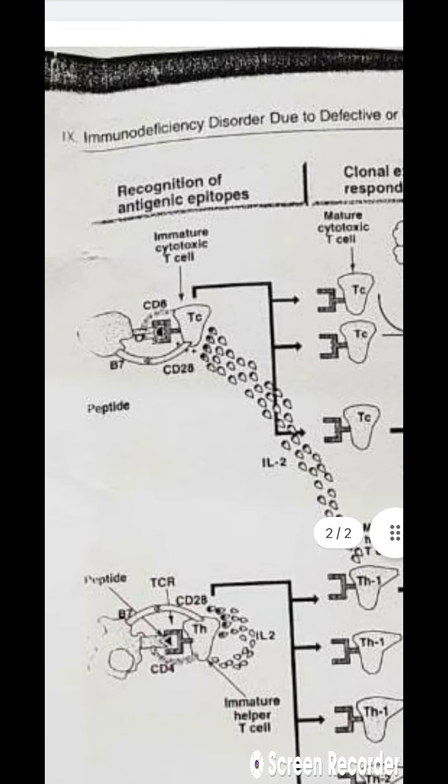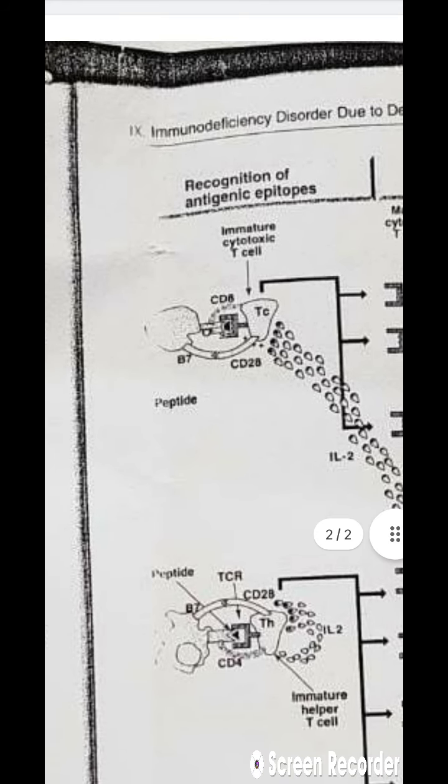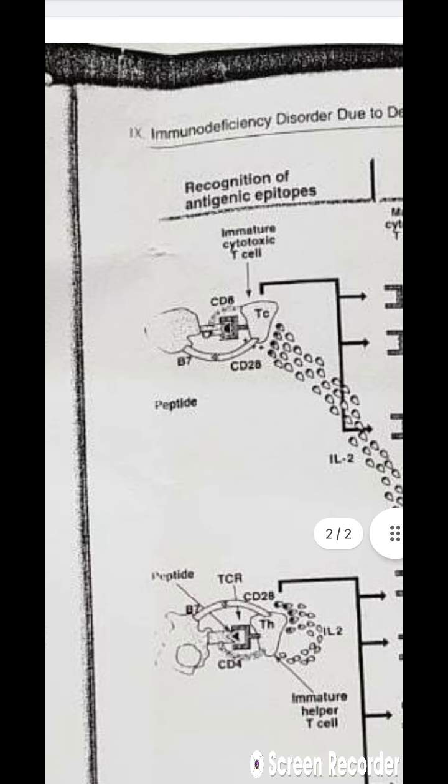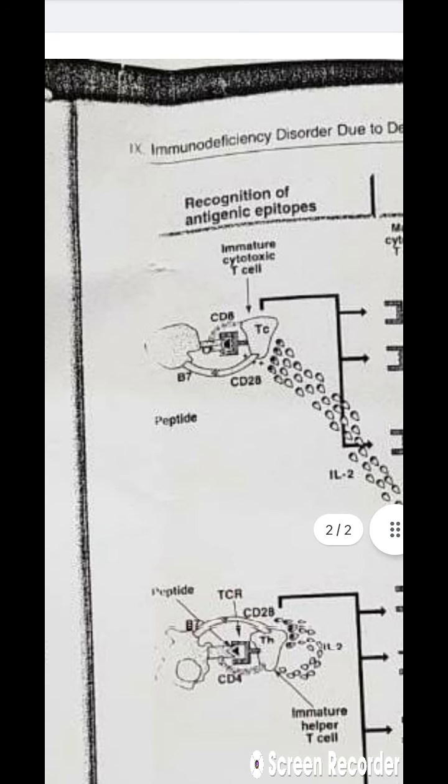Again there is a story of co-receptors. The cytotoxic T cells also express a co-receptor called CD28, and any nucleated cell of our body also expresses the B7 co-receptors. So there is a binding of the T cell receptor along with the MHC1 molecule, and in between, the viral peptide is presented to the T cell receptor.